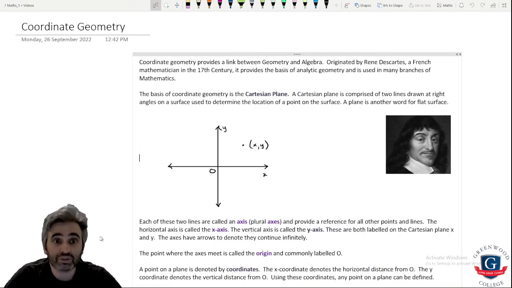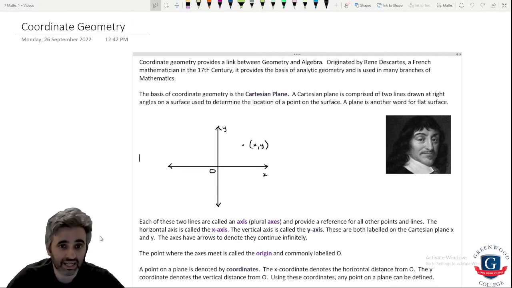Hi everybody, today we're going to have a look at some coordinate geometry and see how we go with starting our linear algebra journey. So what does coordinate geometry do? It provides a link between geometry and algebra. It was originated by René Descartes, a French mathematician in the 17th century, and provides the basis of analytical geometry and is used in many branches of maths.